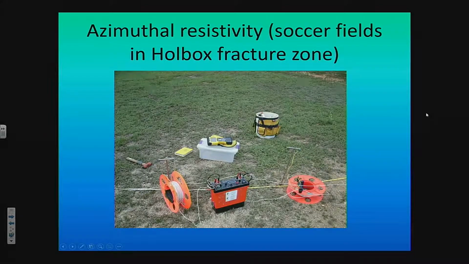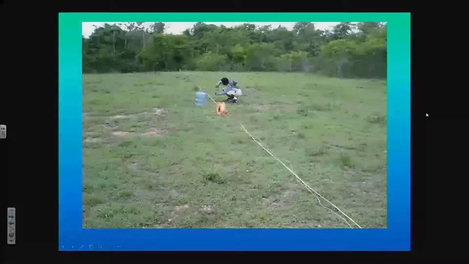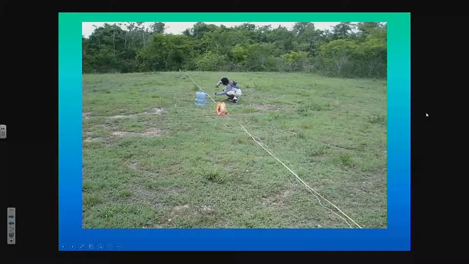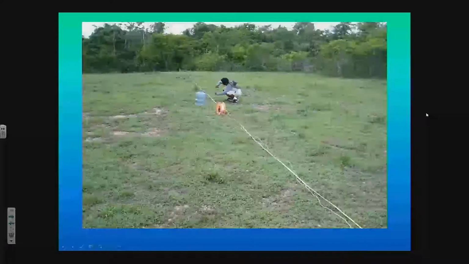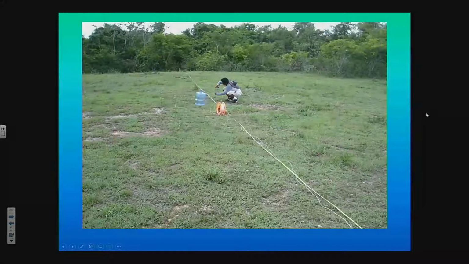I think you got a couple more pictures of that. So this is one of the fields we were working in. I think this was the first place. So there's a midpoint, and then you just rotate this around, generally 180 degrees, sometimes the full 360. And you have to have somebody with a compass here to measure the direction. You generally take a measurement every 20 degrees.